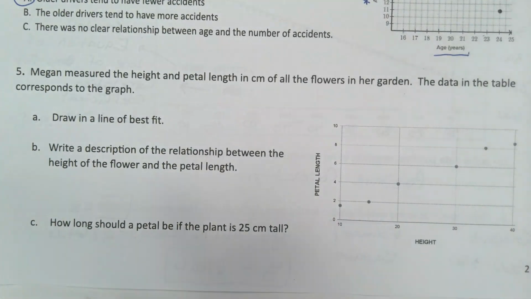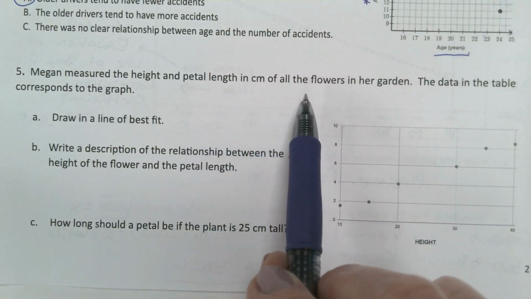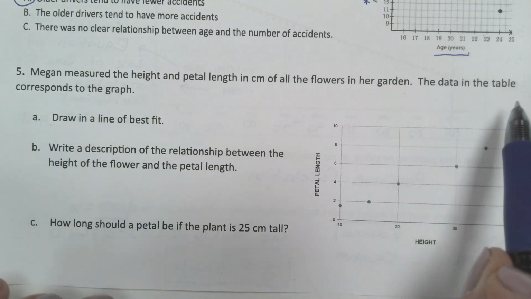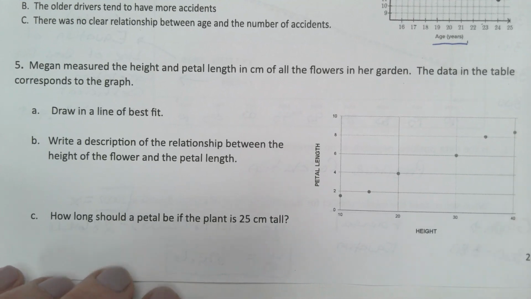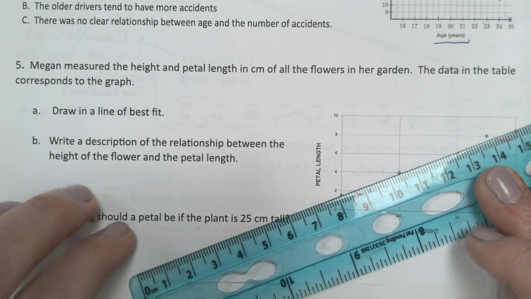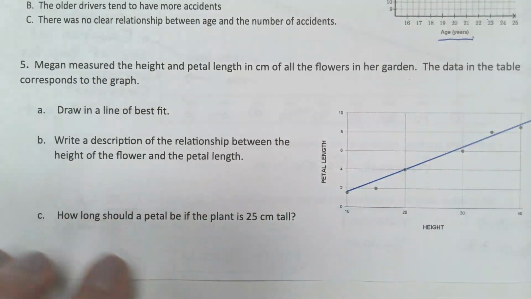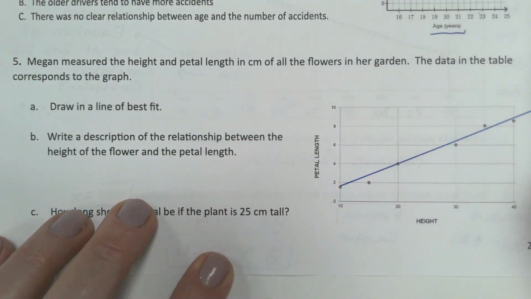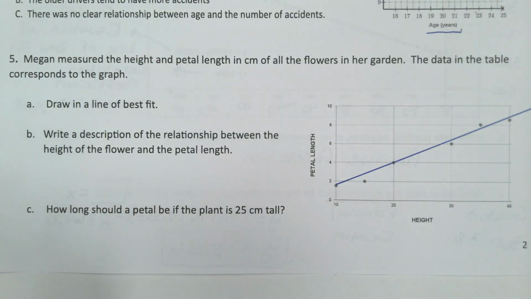Number 5, Megan measured the height and petal length in centimeters of the flowers in her gardens. The data in the table, oh yeah, I changed it, no tables, but I just went ahead and plotted the points for you. Draw in the line of best fit. All right, so you're going to do your best. You're going to try to follow the majority of the points. You're going to try to have some equal amount of points above and below your line of best fit. That one looks pretty reasonable.